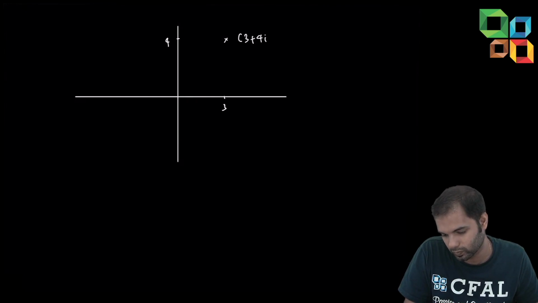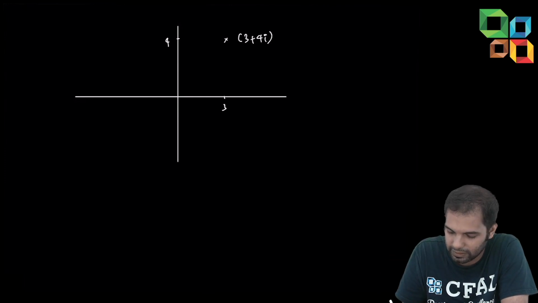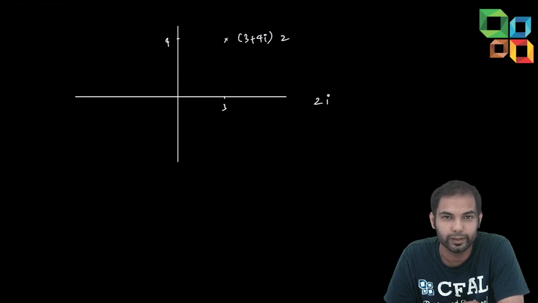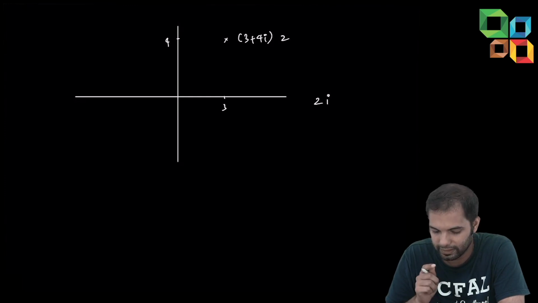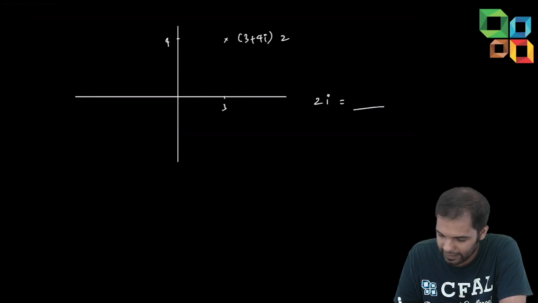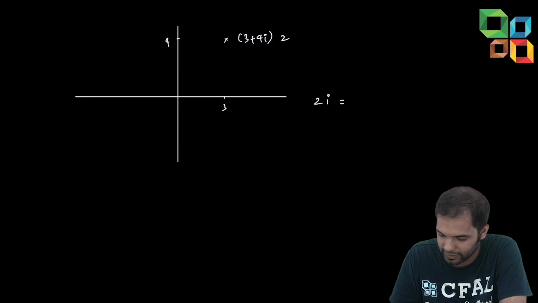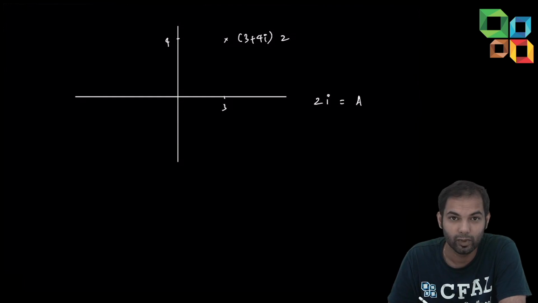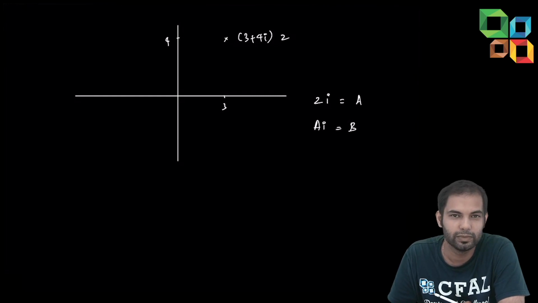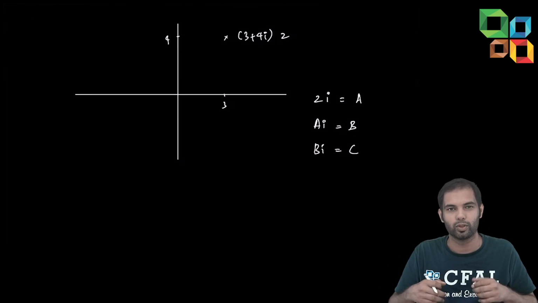3 plus 4i. What I want you to do is multiply this complex number with I. Then plot the point. Some point you'll get, just plot it. Say the first point you get, suppose you name it as A. Again, multiply with I and plot it. Name that as B. Again, whatever point you get, multiply with I, name it as C. Please continue this process and tell me what you get.